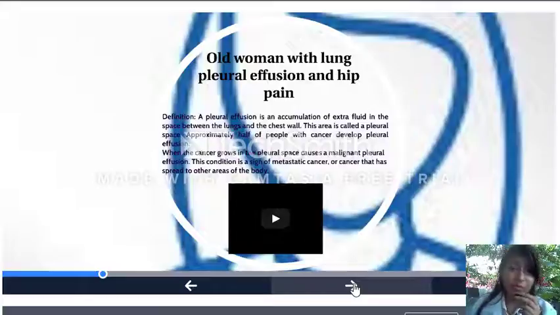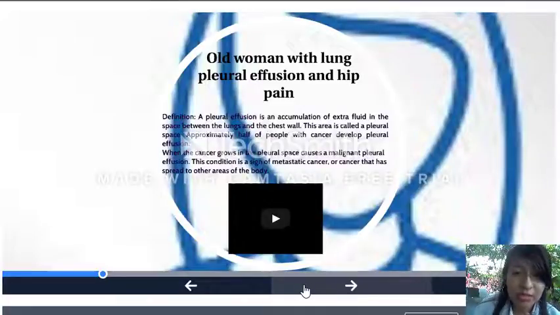Old woman with lung pleural effusion and hip pain. Definition: a pleural effusion is accumulation of extra fluid in the space between the lung and the chest wall. This area is called the pleural space. Approximately half of people with cancer develop pleural effusion. When the cancer grows in the pleural space, it causes a malignant pleural effusion. This condition is a sign of metastatic cancer, or cancer that has spread to other areas of the body.